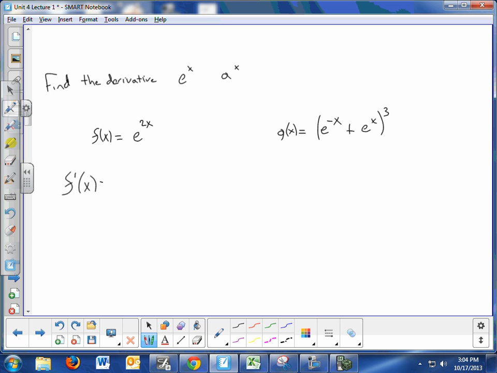What is it, Mr. King? What's the derivative of e to the 2x? E to the 2x, is that it? Times the derivative of what we consider our inside piece, which is 2x. Okay, so f prime of x is equal to 2 e to the 2x. Before we do this one, what is the derivative of e to the negative x?